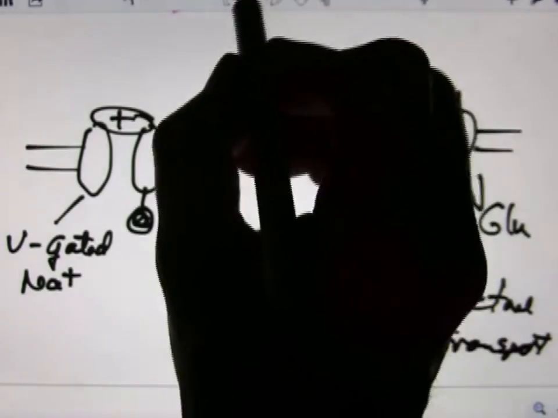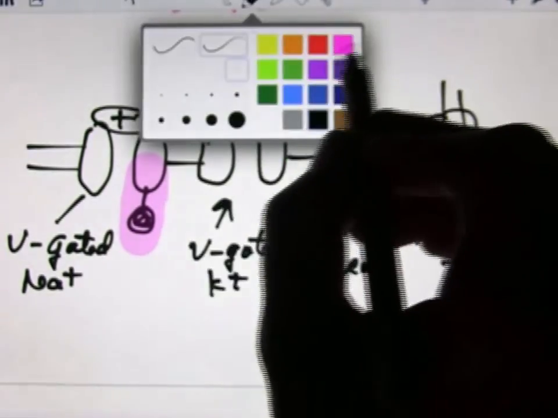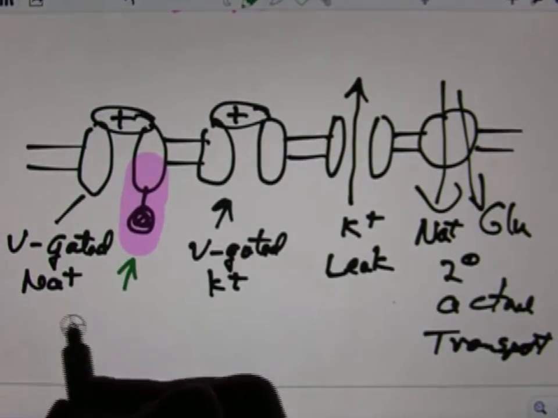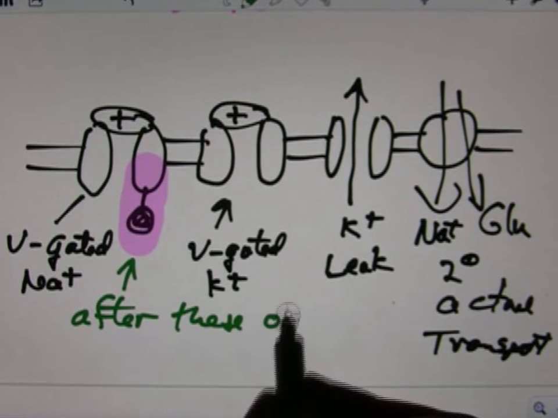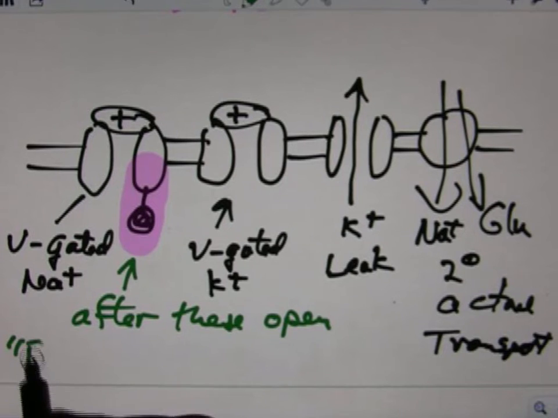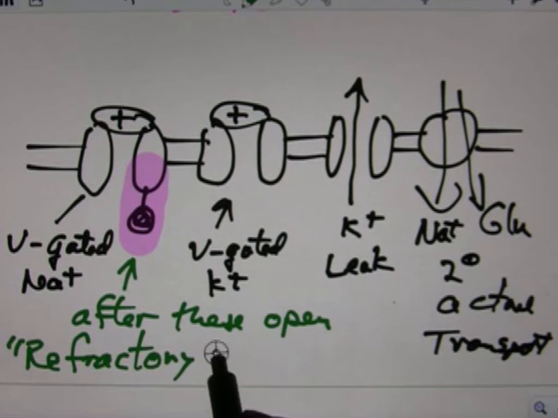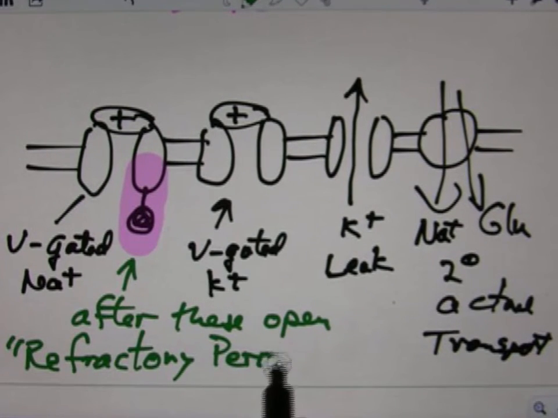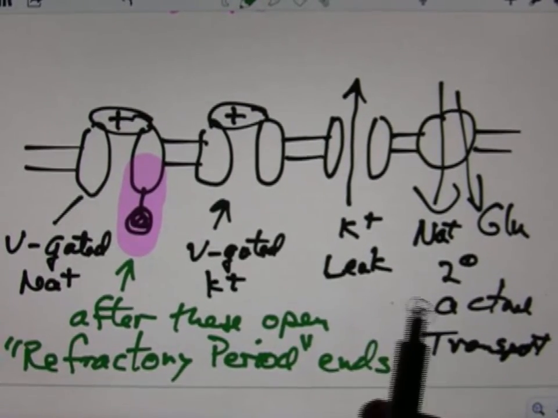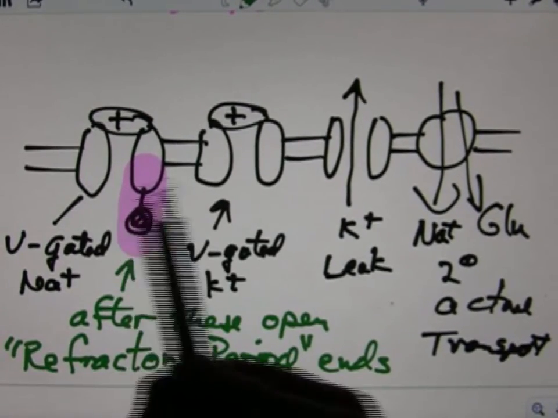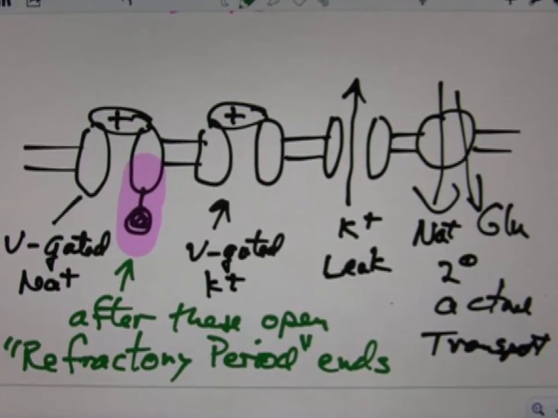Once these inactivation gates open back up, after these open, the refractory period is over. And at this point, we're back to where we started. We have voltage-gated sodium channels ready to go, voltage-gated potassium channels ready to go, and potassium leak and sodium secondary active transporters.